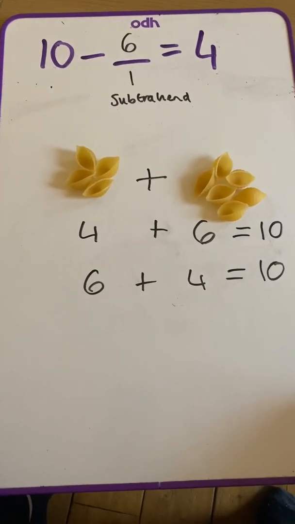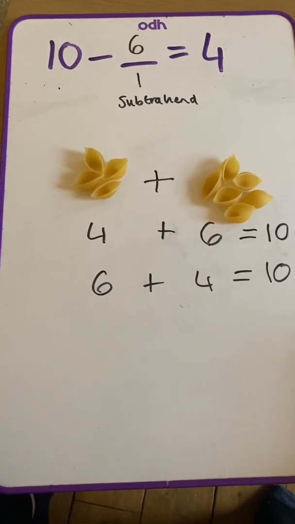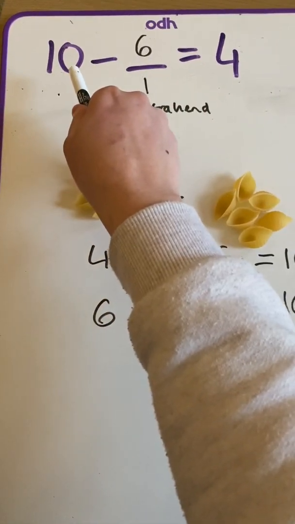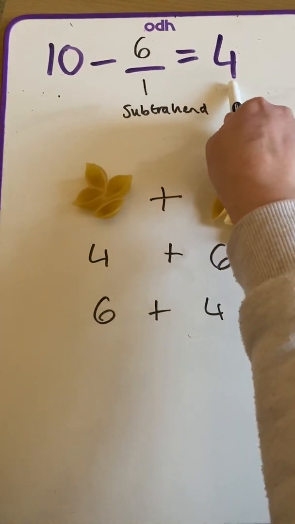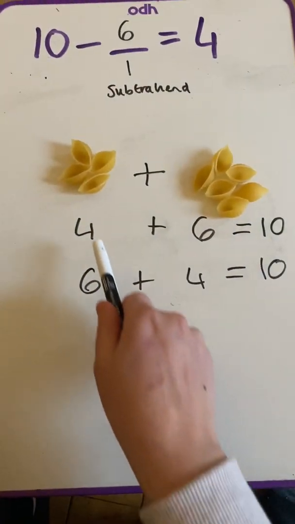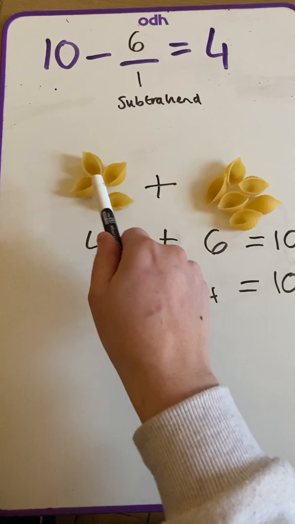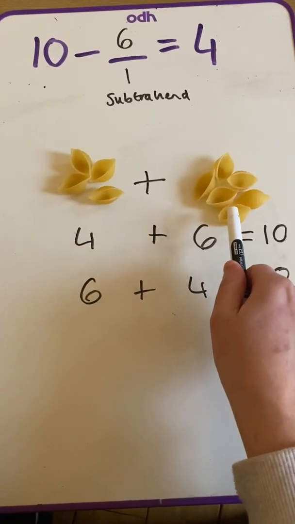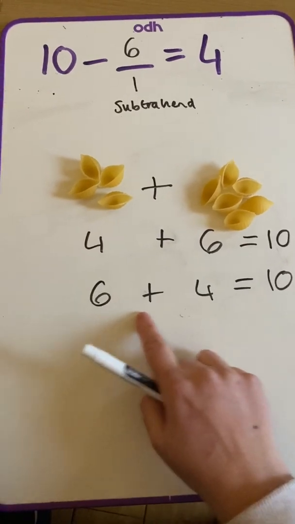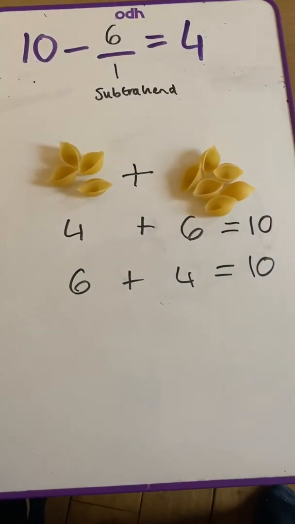Another way could be looking at my fact families and saying, I've got 4 here. What number do I add to 4 to get 10? And I could look at this. So I've got my 4 here. What number do I add to it? And I put my pasta there to get 10 in total. And I would have my total sum here.